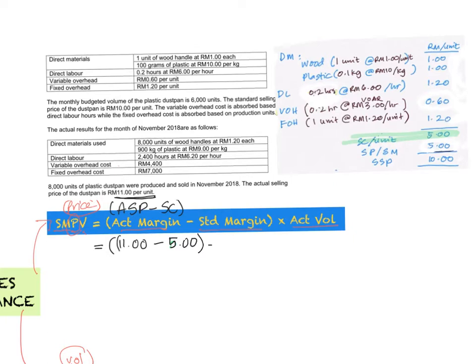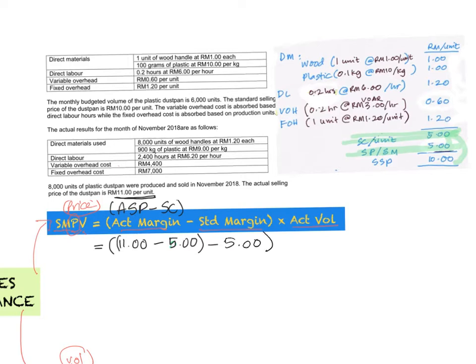And then minus the standard margin. The standard margin is the one that you already have in your standard cost card. It is also 5 ringgit, which comes from the standard selling price minus the standard cost per unit. So you get the standard margin here, and you can see that our standard margin is 5 ringgit.